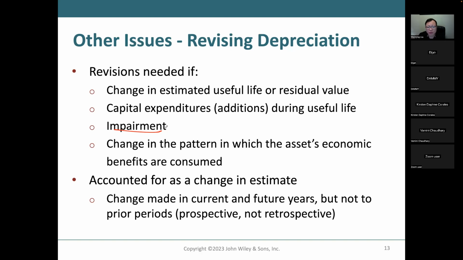This is revising depreciation, okay? At the intermediate financial accounting level, it will be introduced further and more. But for here, I think we are just happy to know this much.